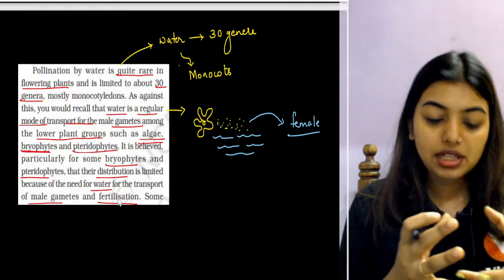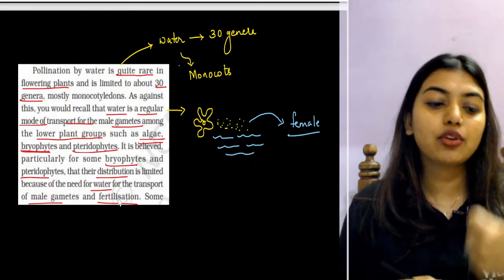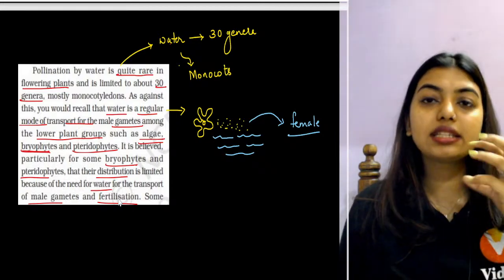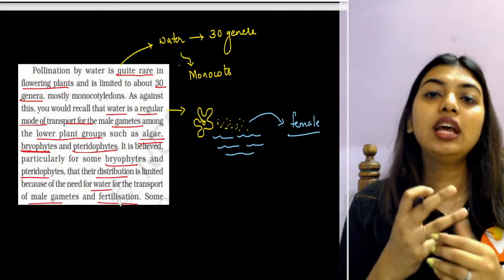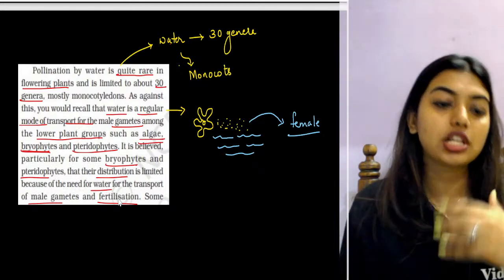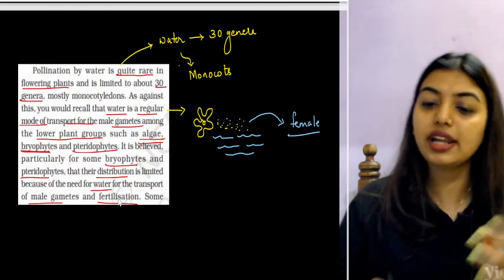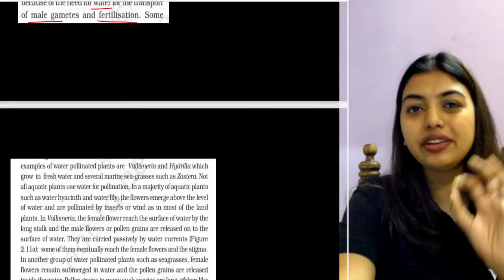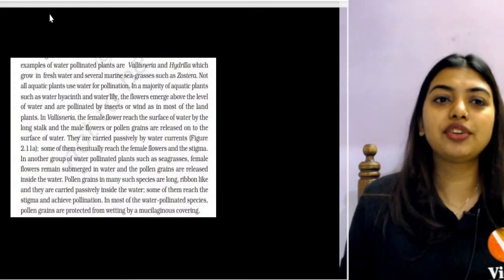Now the male gametes will be transported with the help of water currents, and in bryophytes, pteridophytes and algae, it is believed that in one stage of their life cycle they will require water for the transport of the male gamete, because of which they cannot have extreme variations, right? Students, that is always going to be a hindrance compared to any other plant.